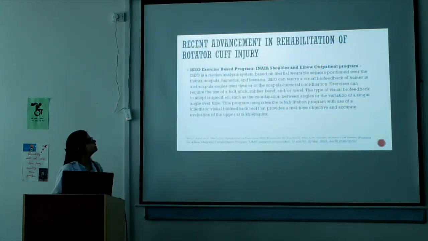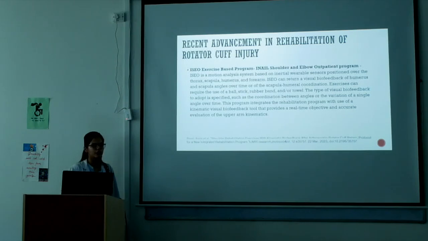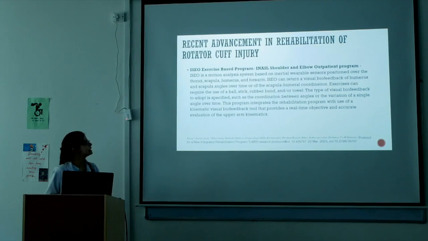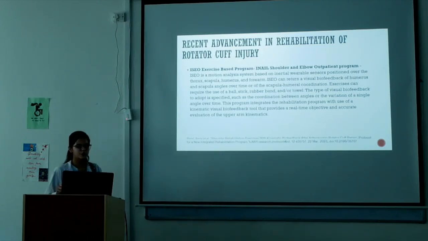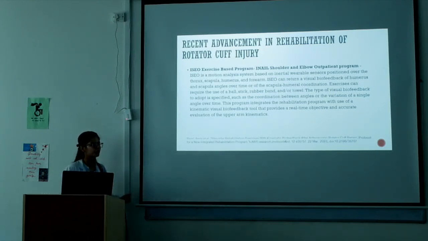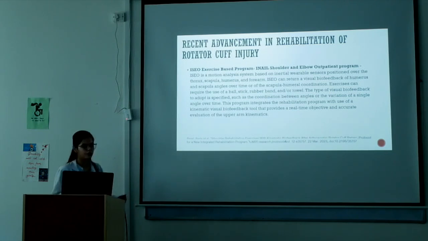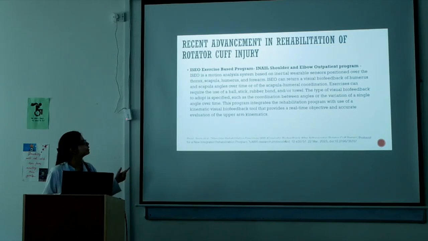Now we'll proceed towards the recent advancement in the rehabilitation of rotator cuff injury. One exercise-based program introduced is the ISEO program, the inertial shoulder and elbow outpatient program. It is a motion analysis based on inertial sensors positioned over your thorax, scapula, humerus and forearm. It is used to return visual biofeedback of the humerus and scapular angles over time for scapulohumeral coordination, and exercises can require a rubber band, ball, resistance band, and towel.